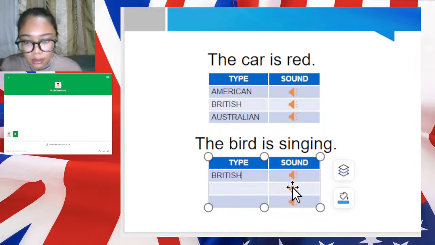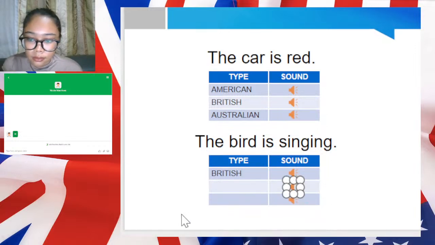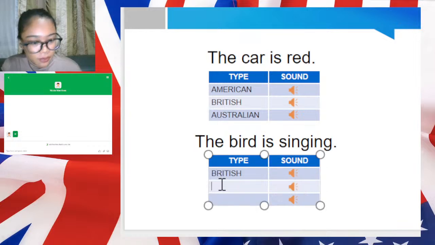The bird is singing. Next. The bird is singing. Okay, very clear. The bird is singing. There is very clear R sound there.